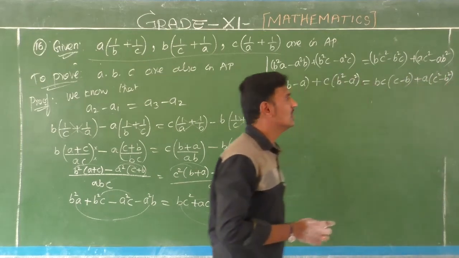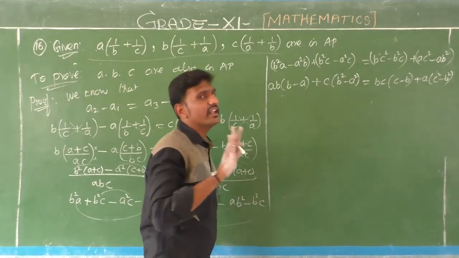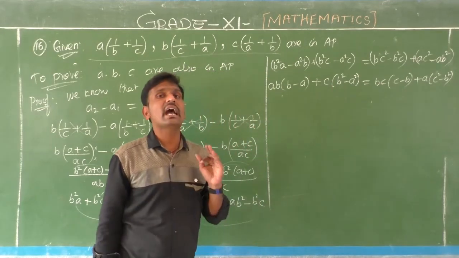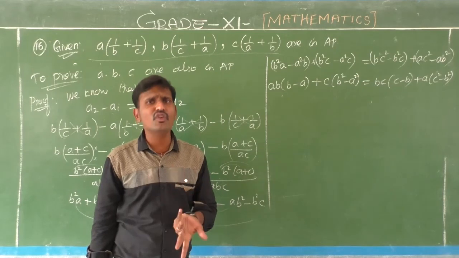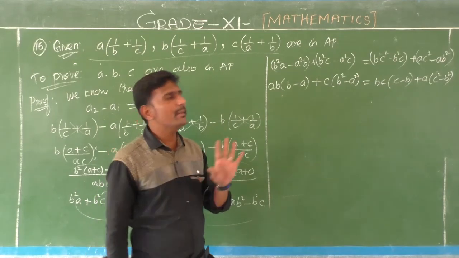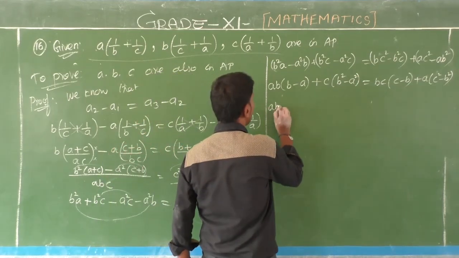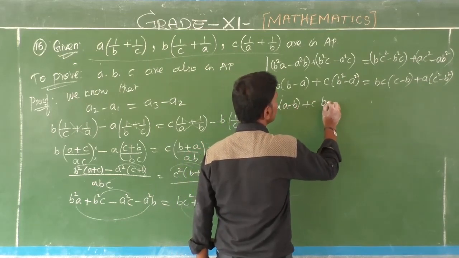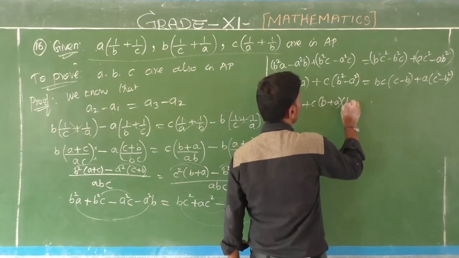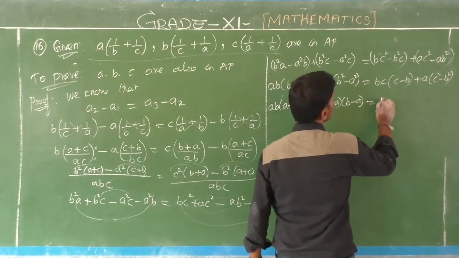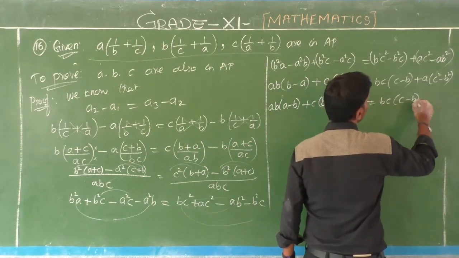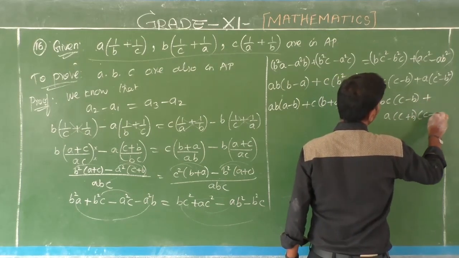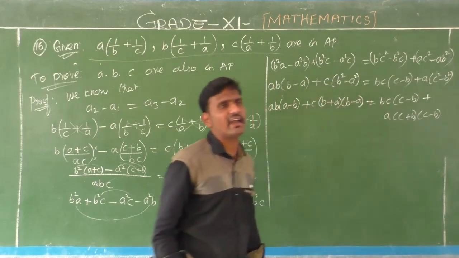Okay students, now it is a very important step. Listen, you have B square minus A square. So you have the format of A square minus B square equal to what? A plus B into A minus B. So I am taking AB into A minus B plus C into B plus A into B minus A, which is equal to BC into C minus B plus A into C plus B into C minus B. Why? Because of C square minus B square.